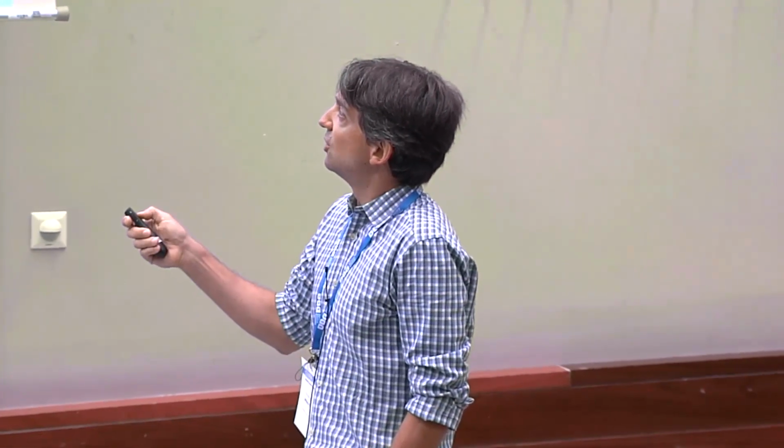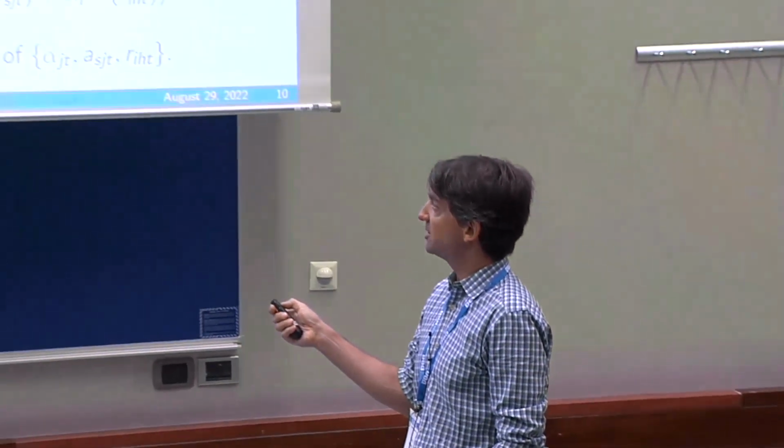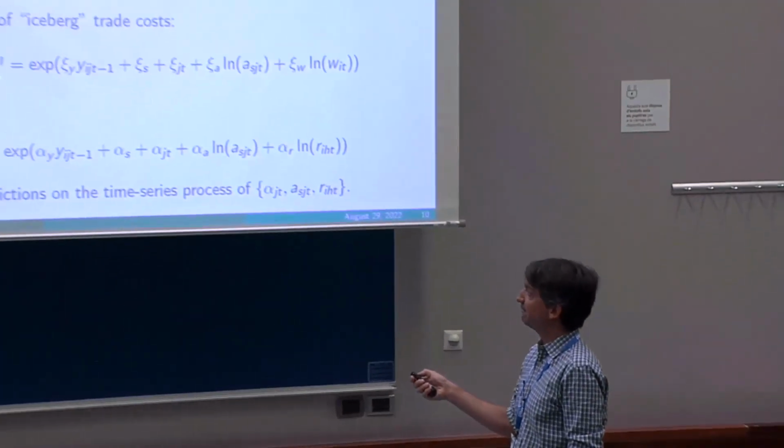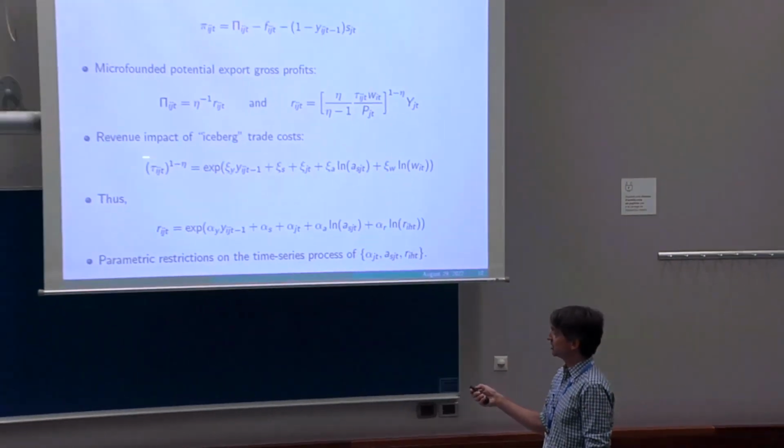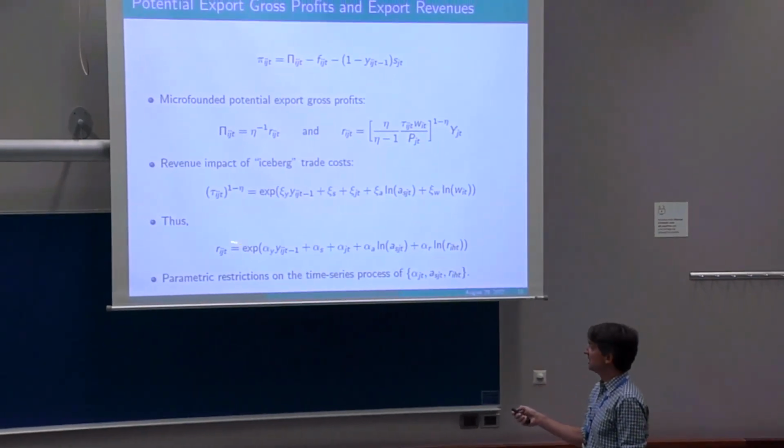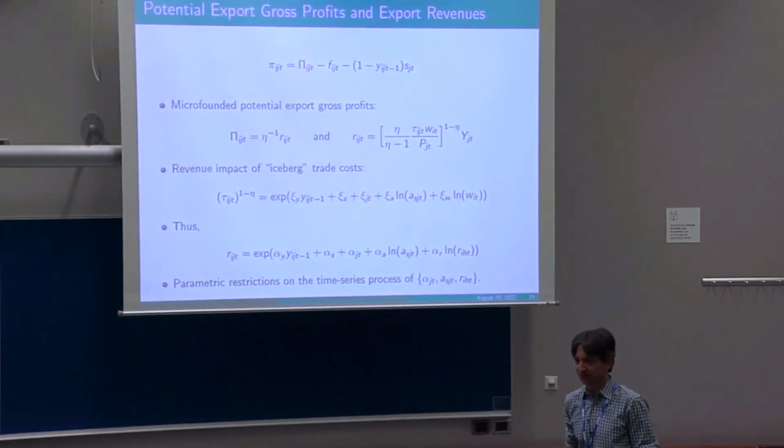For the potential gross profits, we are going to have nothing particularly new. In the same way as in Roberts and Tybout, you impose constant marginal cost in the background, monopolistic competition, CES demand, and you basically get an expression for the potential gross profits, well, this 1 over the elasticity of substitution multiplied by the potential revenues. You impose some projection of variable trade cost or iceberg trade cost on observables, and you are basically going to get an expression for revenues.